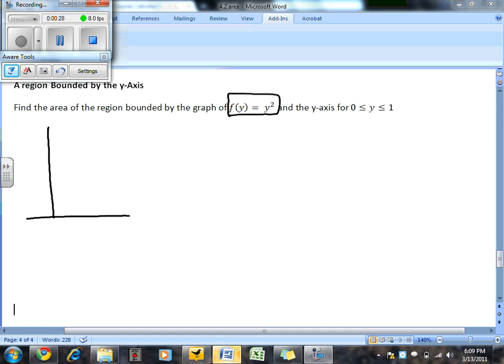So if I were to graph this function, f of y equals y squared, if you plug 0 in for y, you'll get 0 for x. If you plug 1 in for y, you're going to get 1 for x, because 1 squared is 1. All right, you'll end up getting a curve like this for the graph. And we're going to find the area from 0 to 1, so we can just stop there. So what we're going to do is find the area of this curve between the x-axis and the y-axis. Or sorry, between the curve and the y-axis like this.